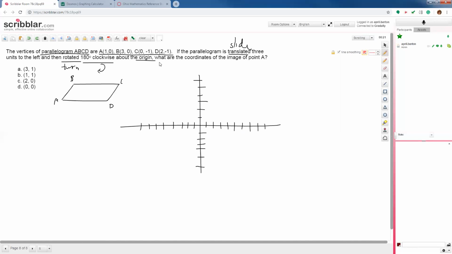So it does say, what are the coordinates of the image of point A? So even though it gives us an A, B, C, D, we really only care about A, and that'll help us simplify it. A is 1, 0. Is that going to be here on the x-axis or here on the y-axis? Which one is the 1 first? That's going to be on the x-axis.